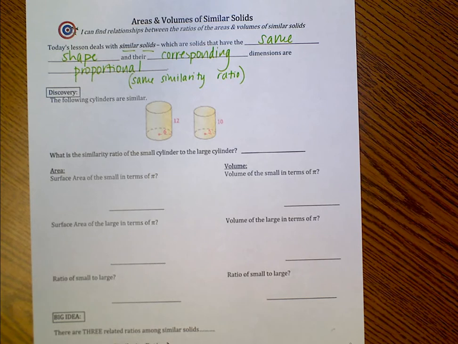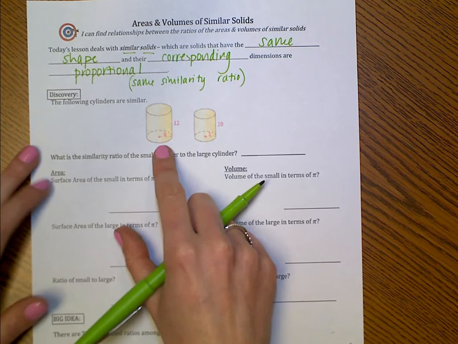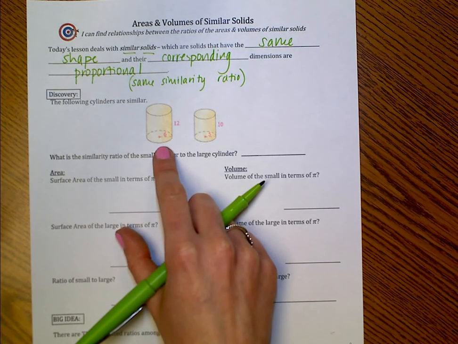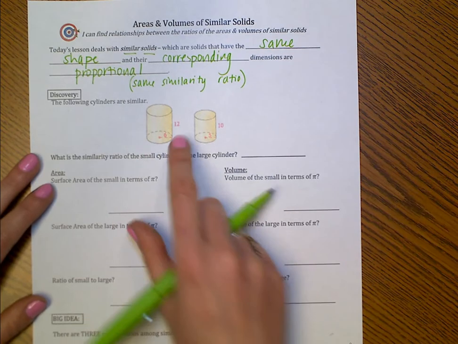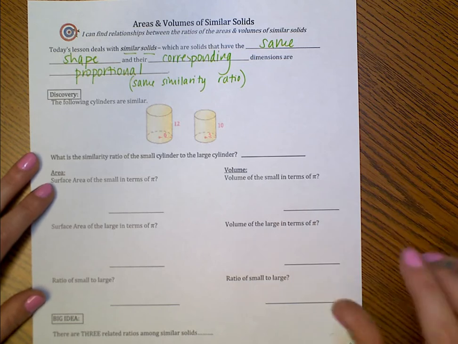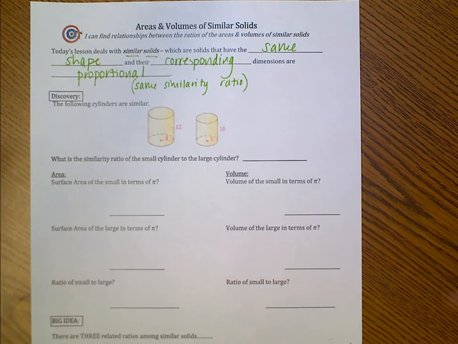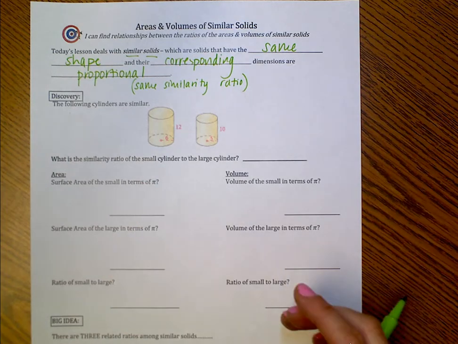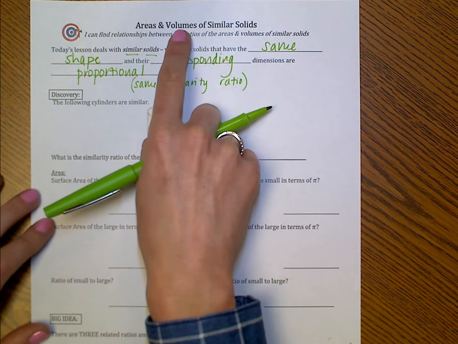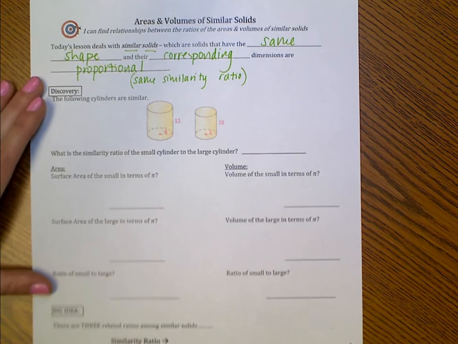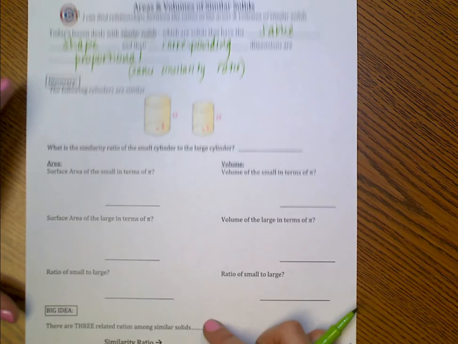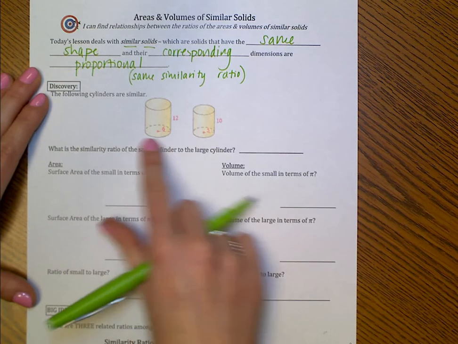Now, you guys did a lesson that was very similar to this, no pun intended, first semester. The difference is this lesson deals with three-dimensional similar figures, and last semester it just dealt with two-dimensional similar figures. Since we're talking about three-dimensional, we can go the volume route, which makes this a little bit different. We never did volume first semester. So we're going to discover the big idea, which is at the bottom here, by looking at these two similar cylinders.